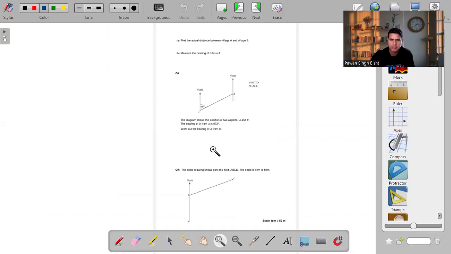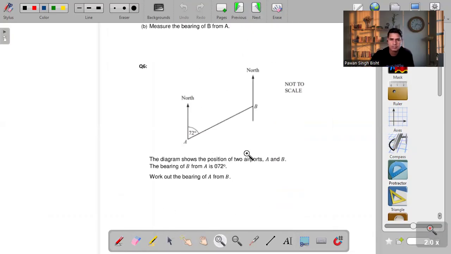We will discuss it. Okay. Now question number 6. The diagram shows the position of two airports A and B. The bearing of B from A is given as 72. You have to find the bearing of A from B. Basically, you have to find this angle.